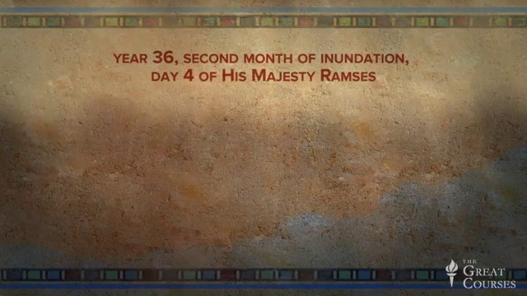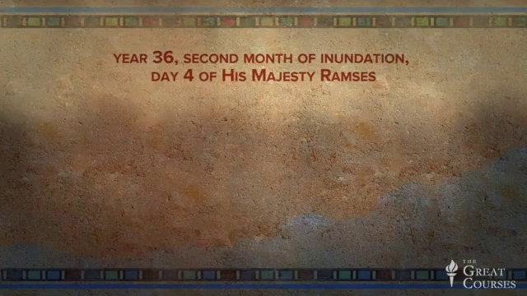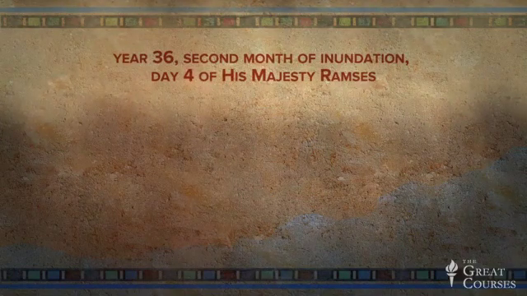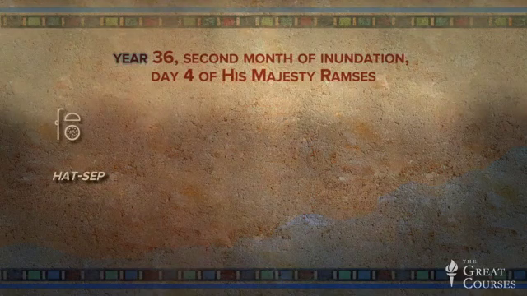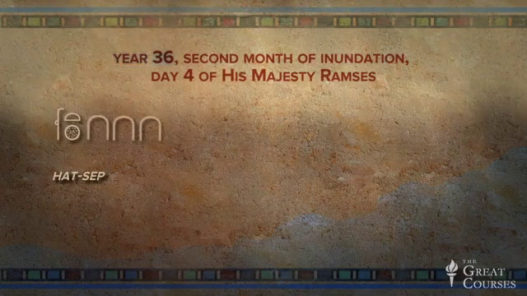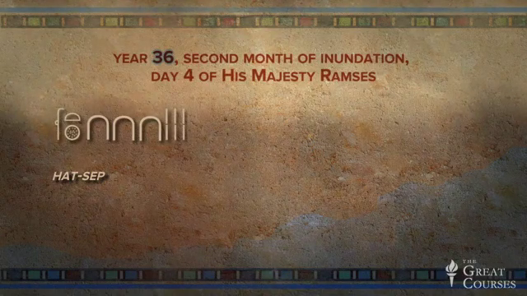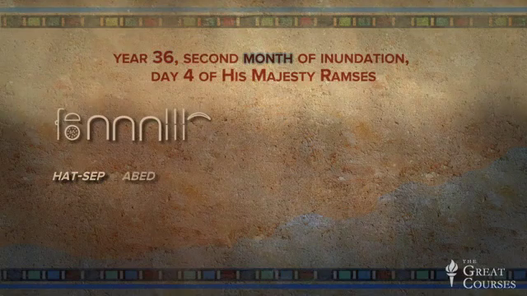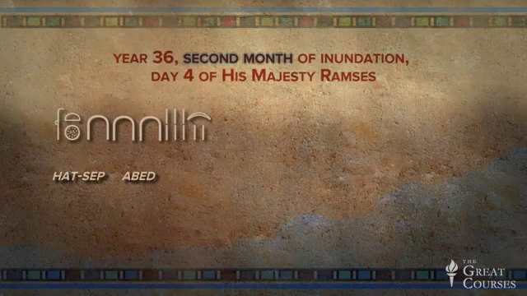Year 36, 2nd month of inundation, day 4 of His Majesty, Ramses. Again, we start with the word for year. And then we just add 3 hoops and 6 strokes for 36. Now the crescent moon for month. And then we just add 2 strokes for 2nd month.